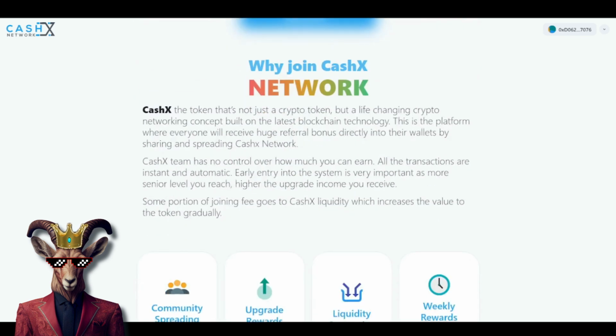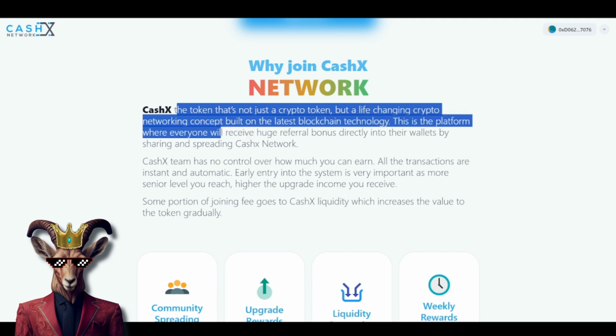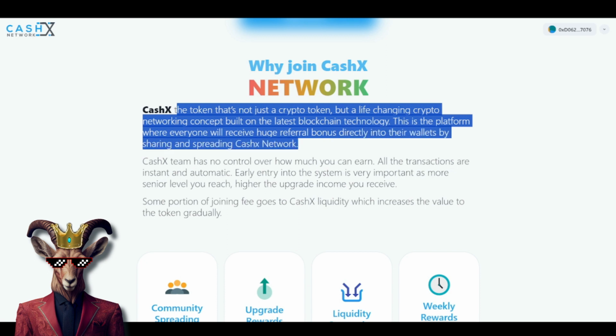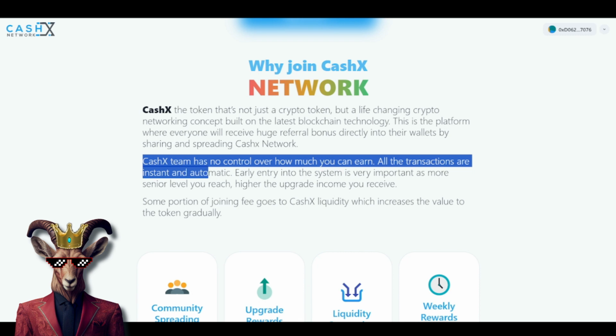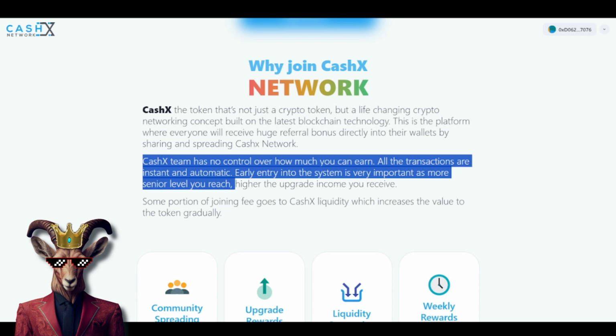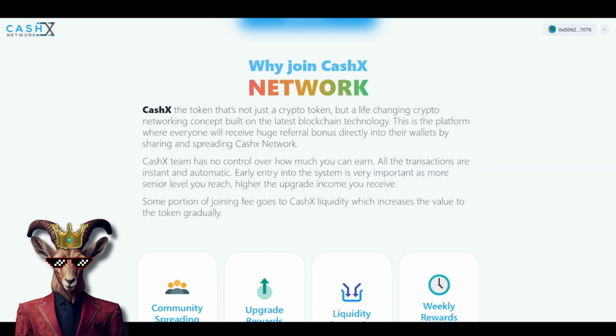So why would you want to join? Well, the token, that's just not a crypto token, but a life-changing crypto networking concept built on the latest blockchain technology. This is a platform where everyone will receive huge referral bonus directly into their wallets by sharing and spreading CashX Network. So CashX Network team has no control over how much you can earn. All the transactions are instant and automatic. Early entry into the system is very important as the more senior level you reach, the higher the upgrade income you receive. Some portion of joining fee goes to CashX liquidity, which will increase the value of the token gradually.